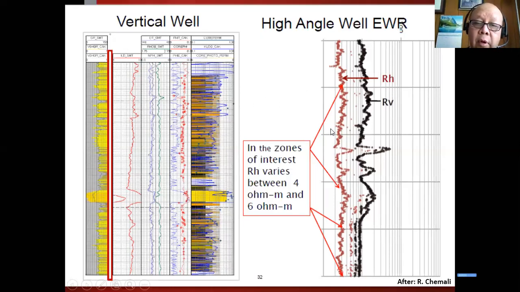But when we start to have a deviated well, we see that in the zones of interest, RH varies between 4 and 6 ohm. So what is going to happen is that if we start using the 4 ohm, which has been measured as a true resistivity of the formation, we are going to lose hydrocarbon-bearing sands.